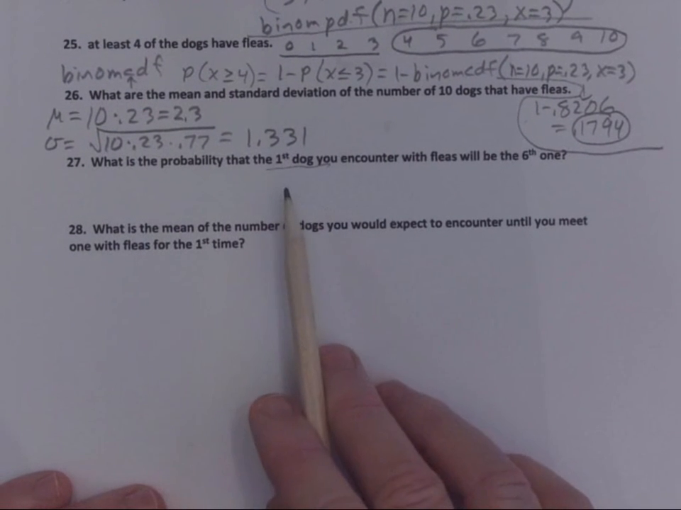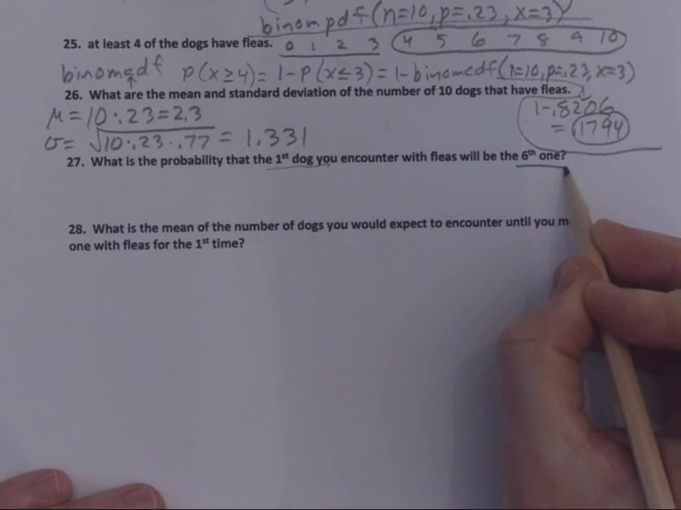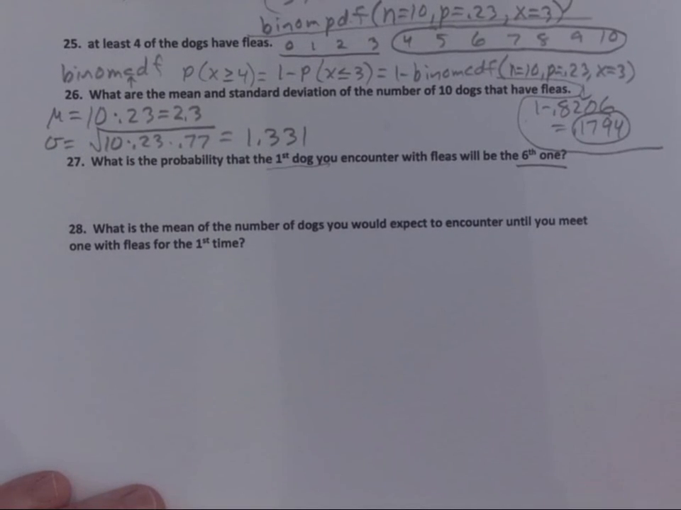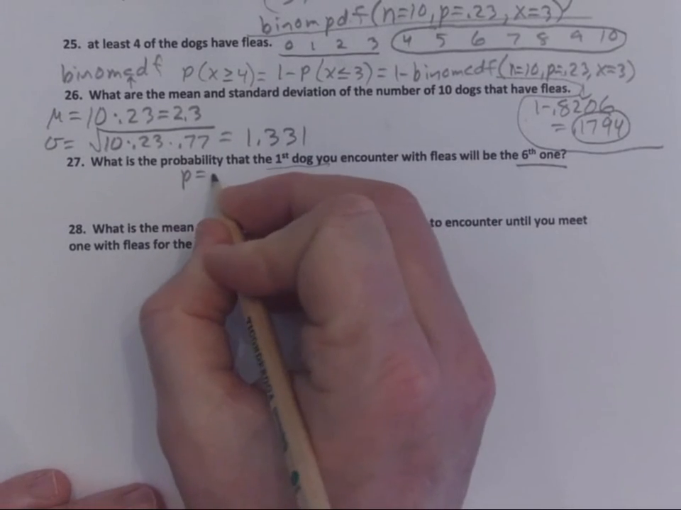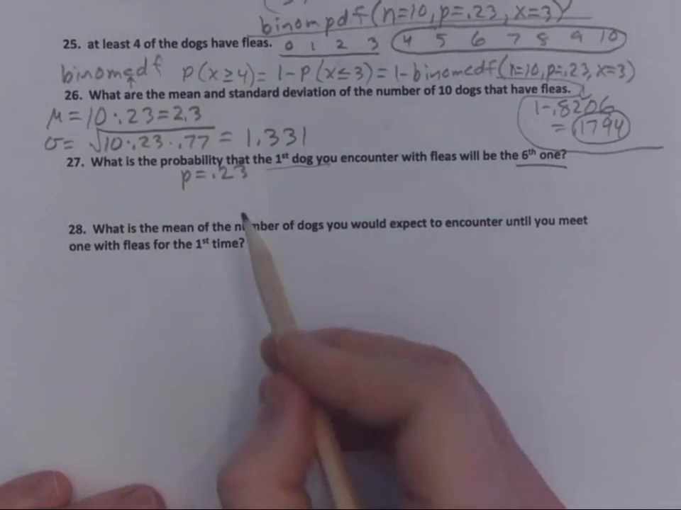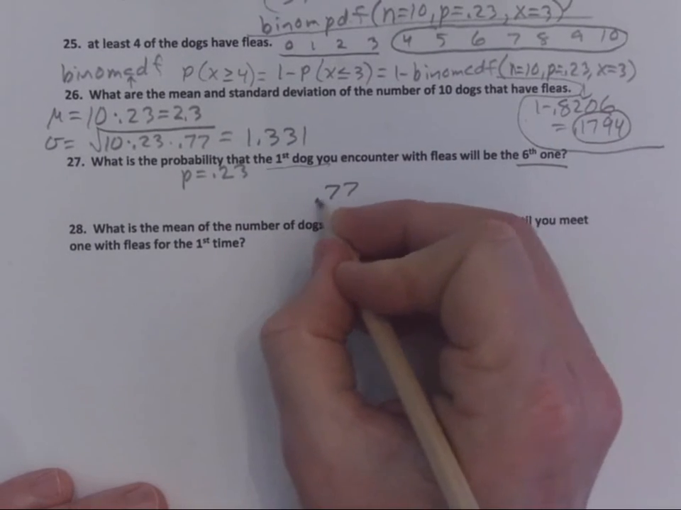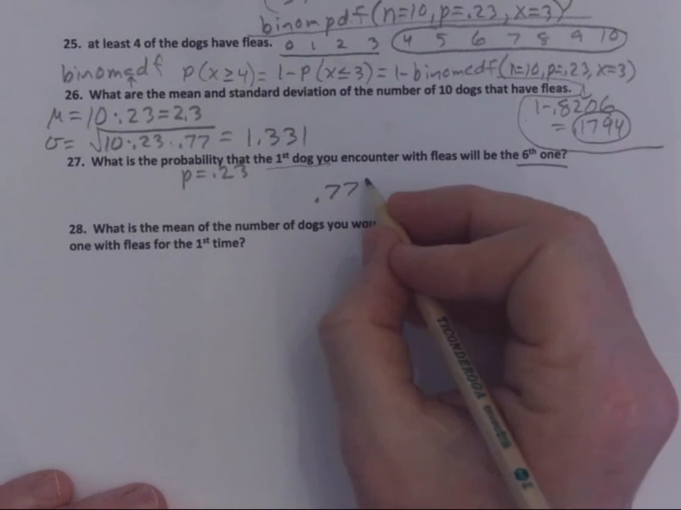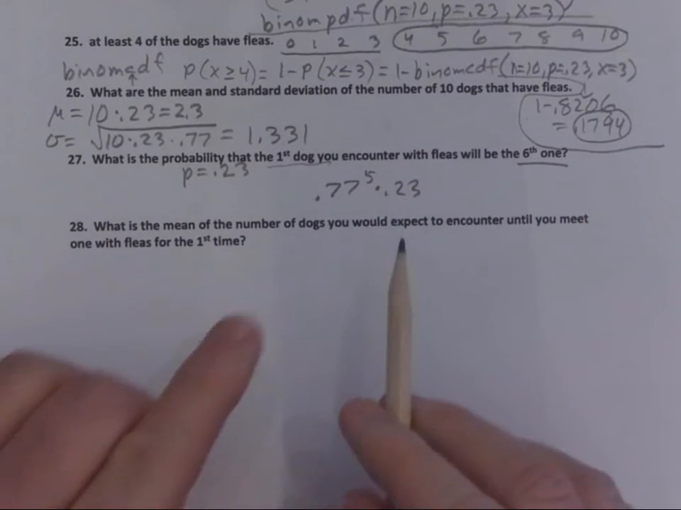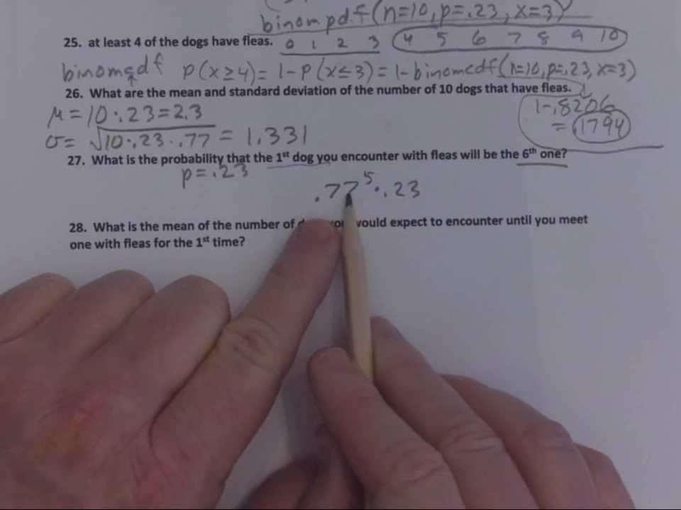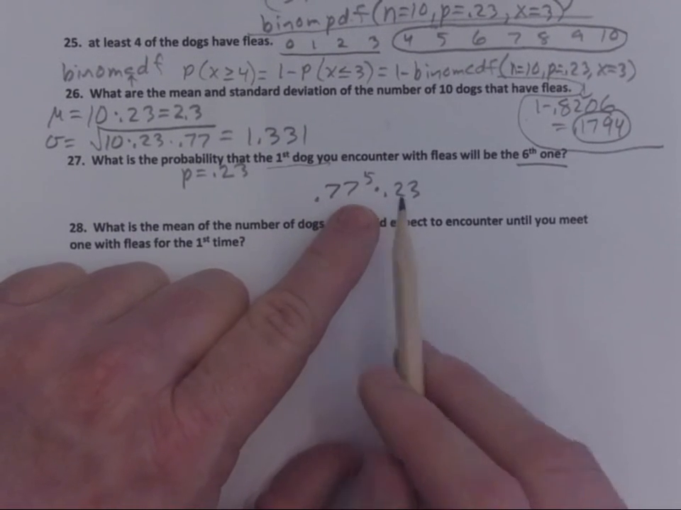And so what's the probability that the first dog you encounter with fleas will be the 6th one? Well, if your first success is on the 6th, what happened on the first 5 trials? They were failures. Our probability of success is equal to 0.23. If that's our probability of success, that means our probability of failure is 0.77. And the probability of that happening 5 times is to the 5th power, and then times your first success on the 6th one. So this represents the probability that you have 5 failures and then a success on the 6th trial. In other words, your first success is on the 6th trial.